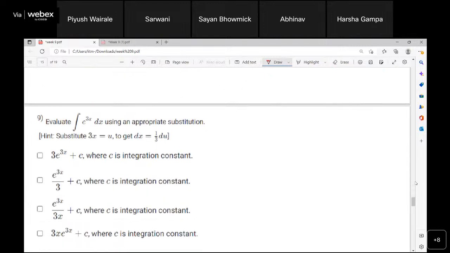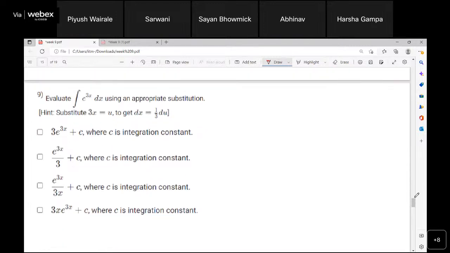No, sir. Okay, try to solve. Here a hint is already given to you. 3x equals to u. So it is simpler, right? Just put 3x equals to u. 3 dx equals to du. So instead of dx, I have to put du by 3, right?